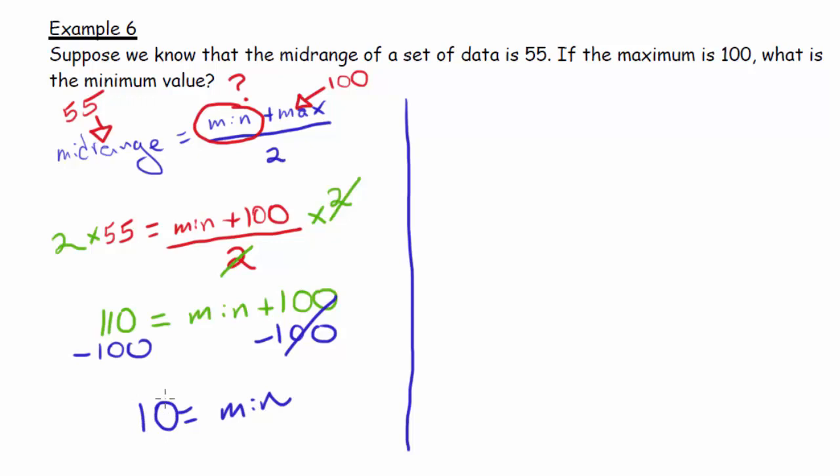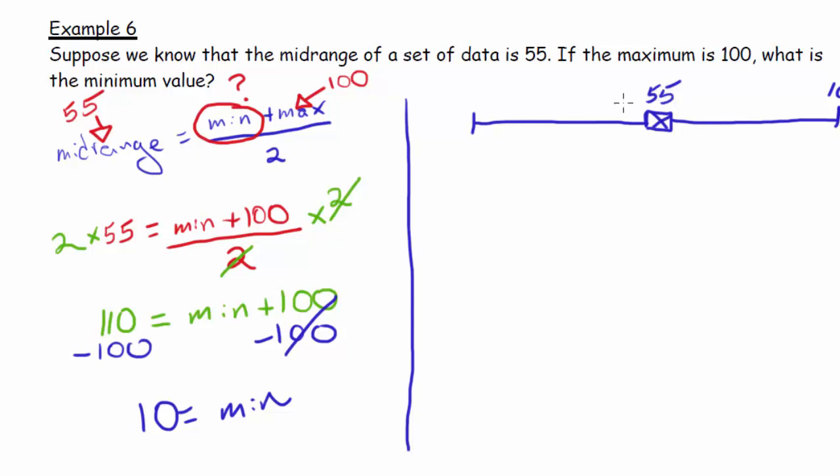We could also do this more intuitively. Let's think of our picture here. We know the mid-range is going to be halfway between the max and the min. So I know my maximum is 100 and my mid-range is 55.